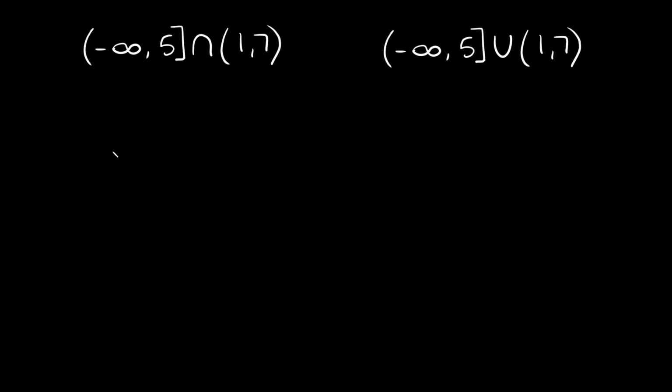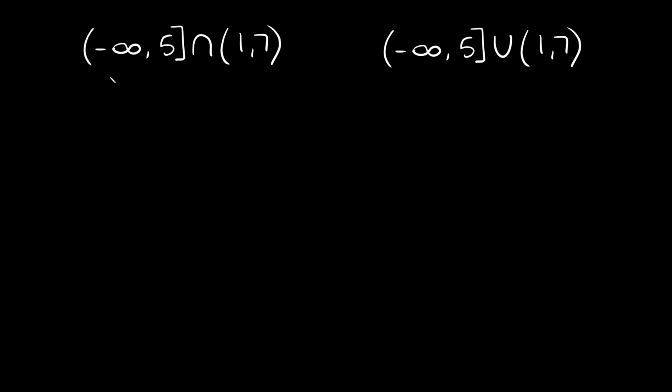All right, here's the next example that we're going to do. So here we have an interval that goes from negative infinity to 5. There's a parenthesis around the infinity and a bracket around the 5. And then we have this other interval that goes from 1 to 7 with parentheses on both ends, right? So first we want to find the intersection of these two intervals, and then we're going to find the union of these two intervals, right?